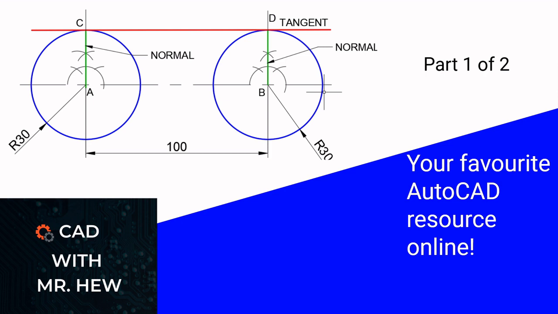In today's video, we're looking at the construction of a common external tangent to two circles of similar diameters. It is a series of two videos, and in the previous video, we looked at the construction of a tangent and normal from a point P to a given circle.